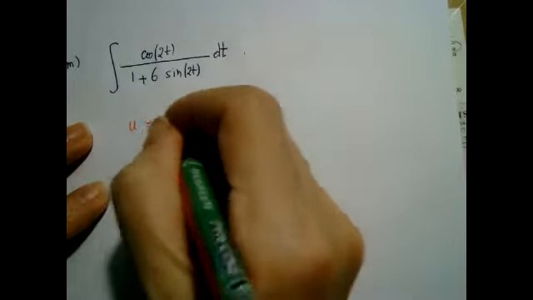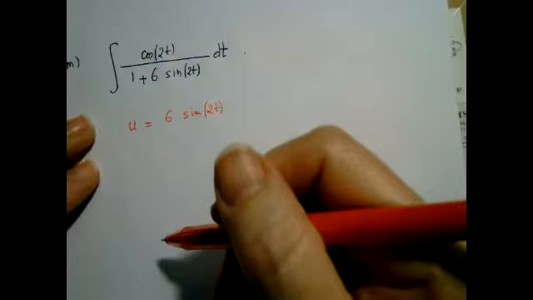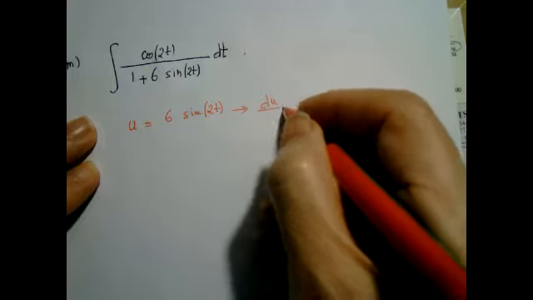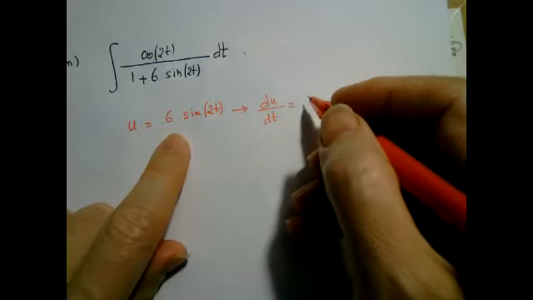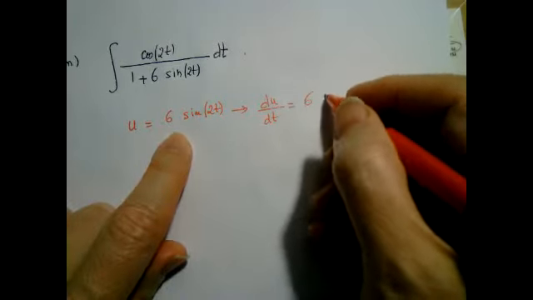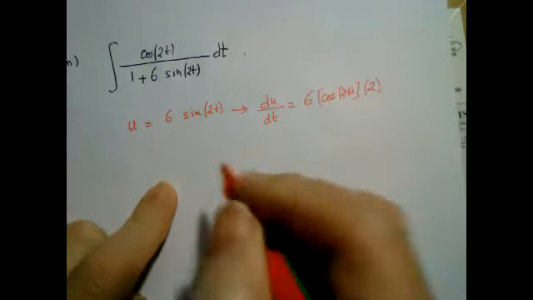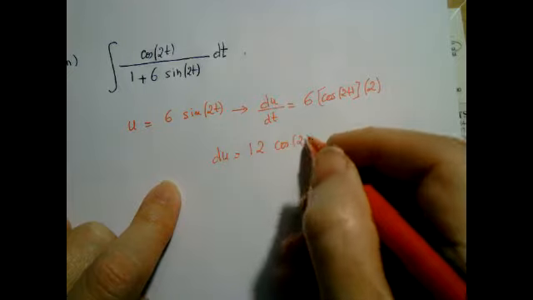Go for it. I said u equals 6 sine of 2t. Okay. Why did you pick that? Because the derivative of sine is going to be cosine, and the constant doesn't really matter. Yeah, that's definitely the idea. So your du/dt gives you what? Let me know. That's the derivative: 6 cosine of 2t times 2. So my du will be 12 cosine 2t.